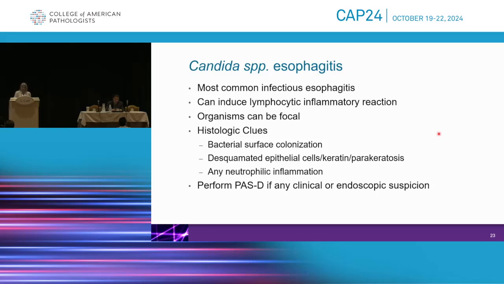So again, to emphasize, Candida esophagitis is the most common infectious esophagitis. What we saw in this previous case is that it can induce a really robust lymphocytic inflammatory reaction, where that's actually the predominant pattern. The organisms can indeed be quite focal, and histologic clues that should always keep us thinking about this are bacterial surface colonization, desquamated epithelial cells, keratin and parakeratosis, and really the presence of any neutrophilic inflammation. And if you don't find pseudohyphae in that setting, you should apply a DPAS stain. But in addition to that, performing a PAS stain, if there's any clinical or endoscopic suspicion, is warranted.